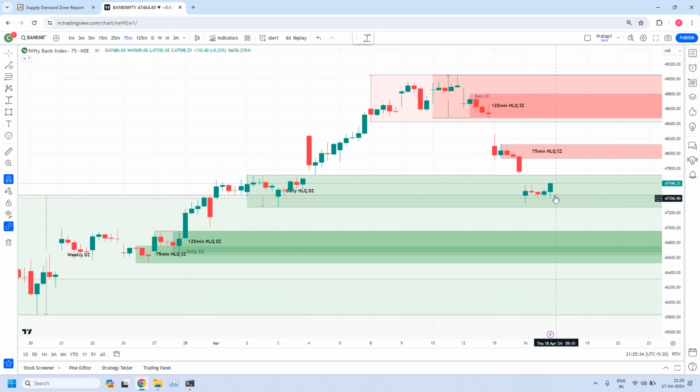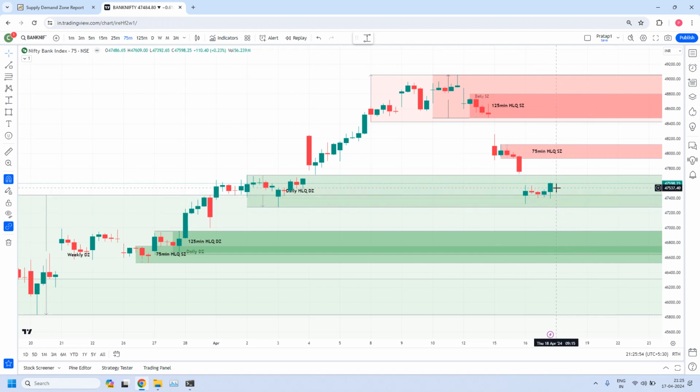There are 2 possibilities. Institutions should create a rally candle. That way we get a drop base rally. In the base, these 4 candles will be there, 1, 2, 3, 4 candles. Then rally. Then we will get a zone, a 75-minute zone. Now we can fine tune inside with 5 minutes and 15 minutes.